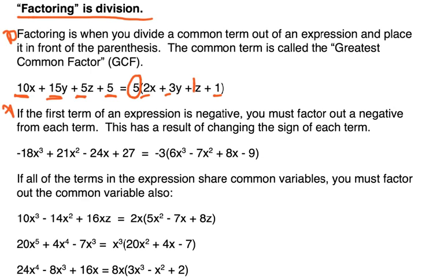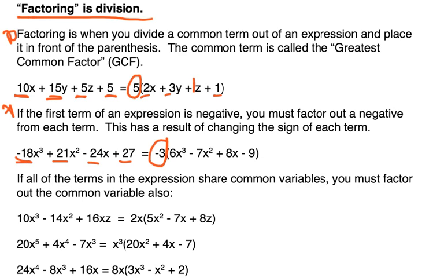If the first term of an expression is negative, you must factor out a negative from each term. This has the result of changing the sign of each term inside the parenthesis. So for instance, the leading term is negative 18. So we will be factoring out a negative. So first find the GCF. 18, 21, 24, and 27, they are all divisible by 3. So our GCF is a negative 3.